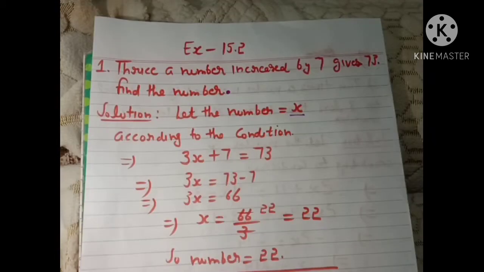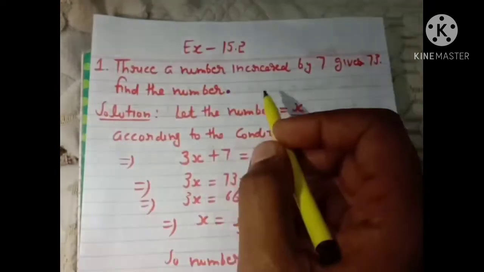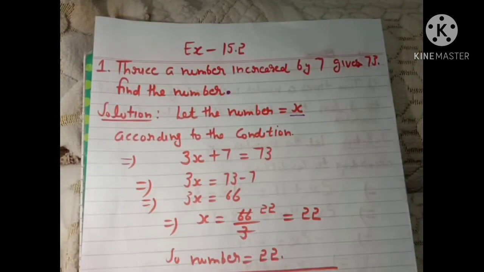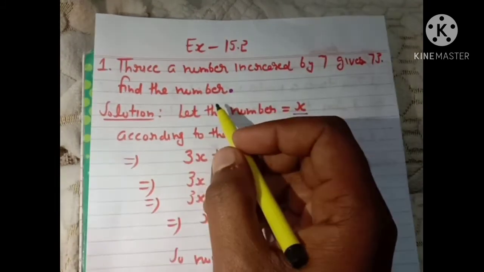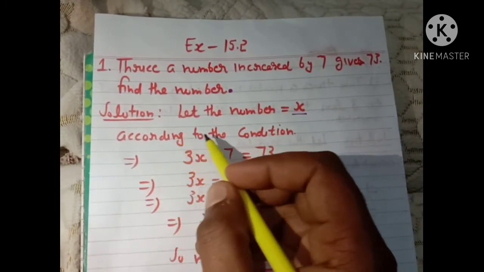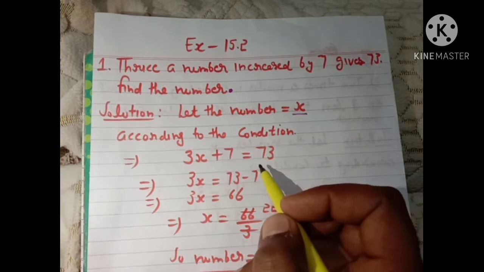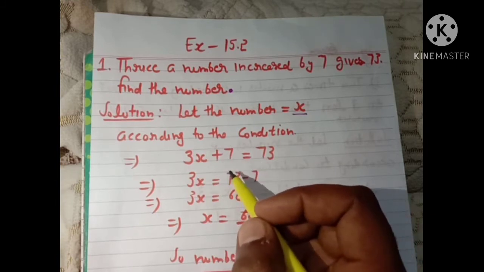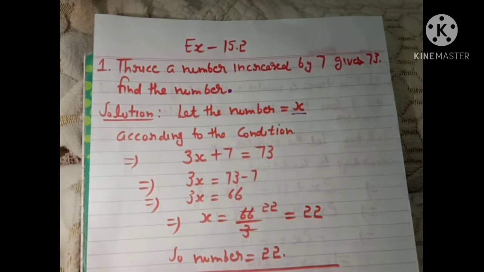You can see in this exercise all the sums are given in the form of statements, and all these statements are based on some condition. So with the help of these conditions, first of all we have to make the linear equation in one variable, and after that we have to solve this linear equation. So in this way we can find the solution.